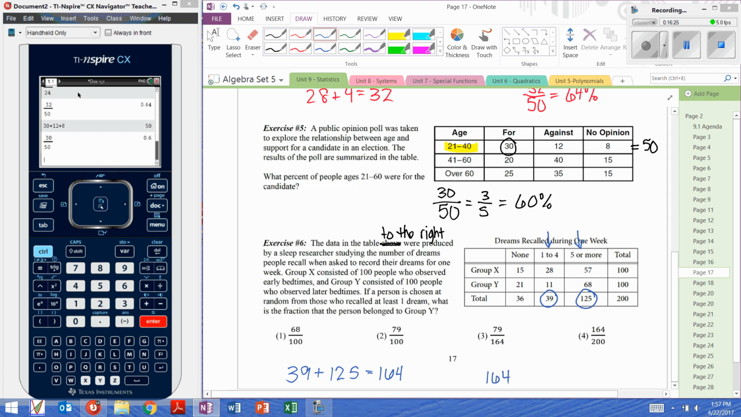All right, I'm kind of leaning towards answer choice 3, but if I simplified it somehow, maybe I'd get 1 or 2. Maybe if I scaled it up, I'd get 4. So let's just be mindful. Let's finish the numerator part. So it says, reading on, what is the fraction that the person belonged to group Y? So now we're just looking at the group Y's of both of those 2 categories. So that would be 11 plus 68, which is, dun, dun, dun, 79. Answer choice 3 is our winner.